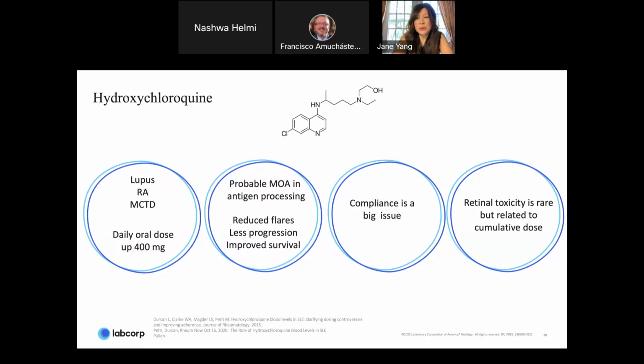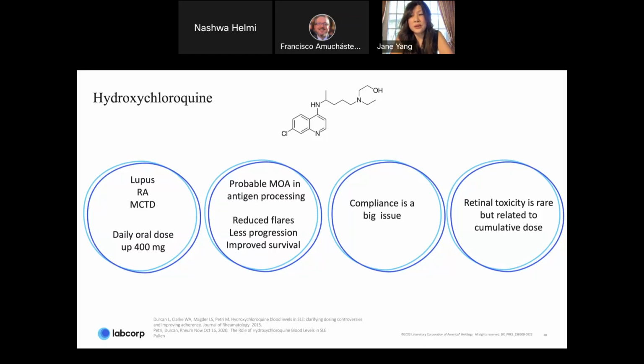So hydroxychloroquine works remarkably well. With it, long-term remission of autoimmunity is possible with fewer disease flares, less progression of joint disease in rheumatoid arthritis, and improved survival in lupus patients. Hydroxychloroquine also has protective effects on diabetes, osteoporosis, dyslipidemia, thrombosis, and atherosclerosis. Despite its well-established efficacy, patient compliance is notoriously poor.